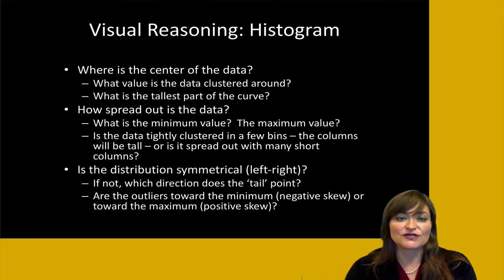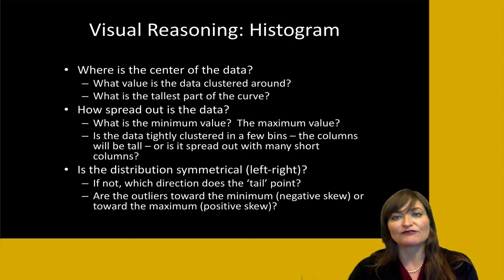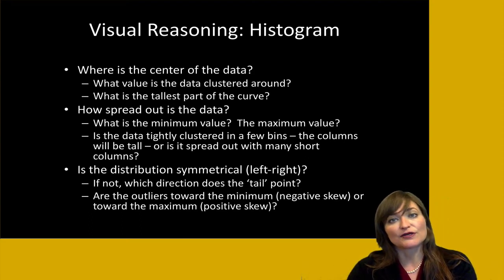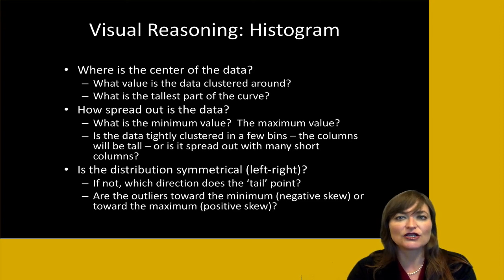Another question that you ask yourself is whether the distribution is symmetrical. And we're talking about left-right symmetry here. So does it look like a smooth symmetrical curve, or is there a tail that extends out in one direction or the other? And if there is a tail, are those outliers, is that tail pointing towards the minimum, the negative skew, or pointing towards the maximum, the positive skew? Let's take a look at each of those ideas.